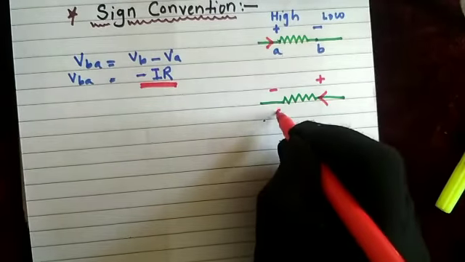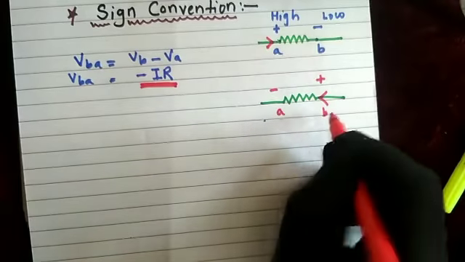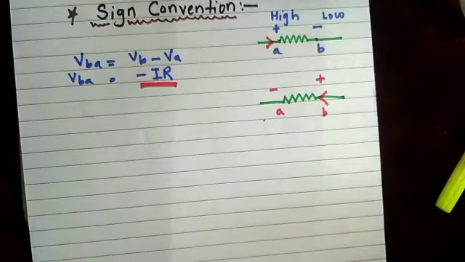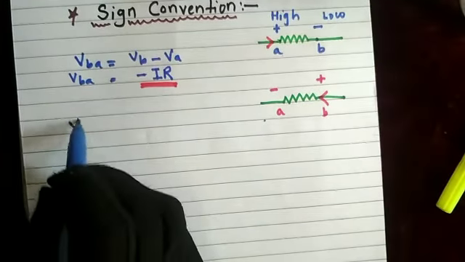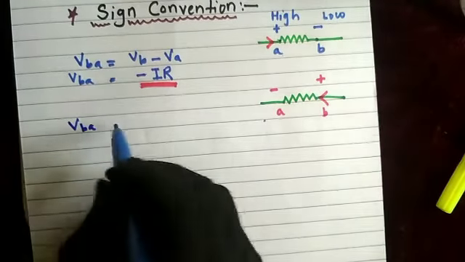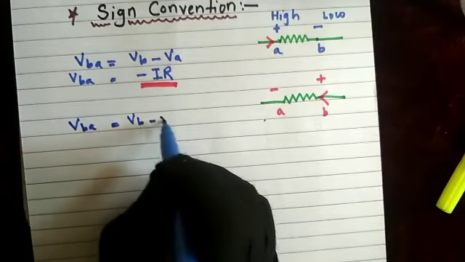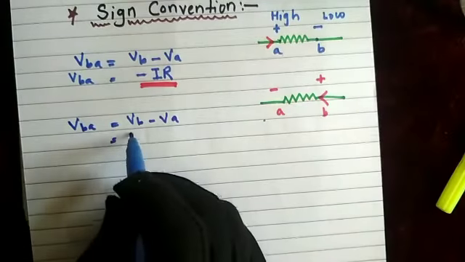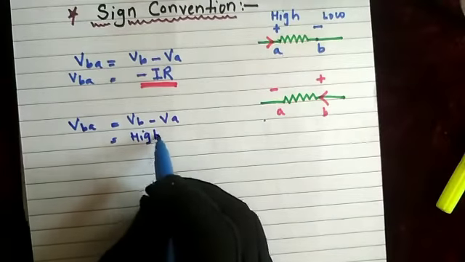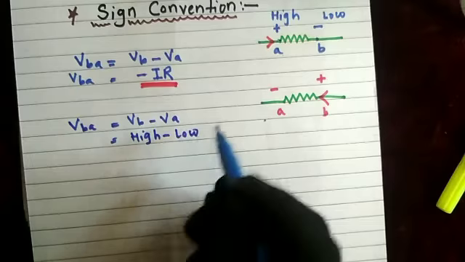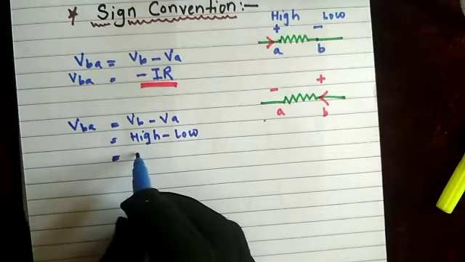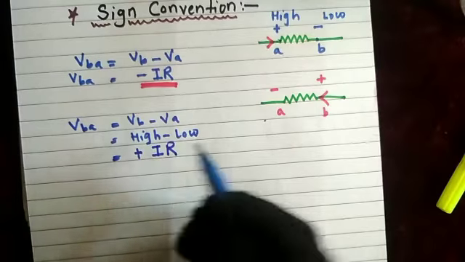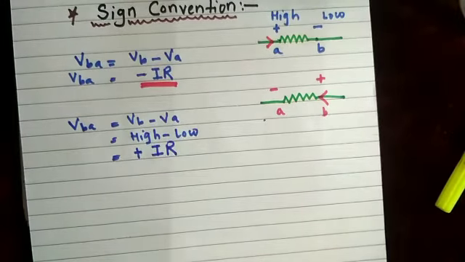So our tracing direction will be the same, that is, going from A to B. But the direction of current is opposite. So here the potential difference, that is VBA, will be VB minus VA. At B we have high potential, so high potential minus low value will automatically give a positive value. That means we will have a positive value, that will work as positive of IR.